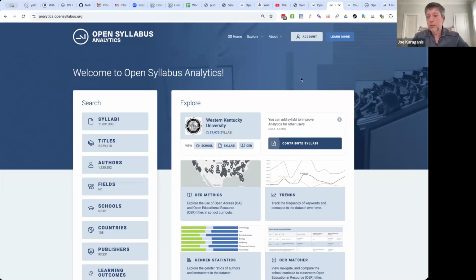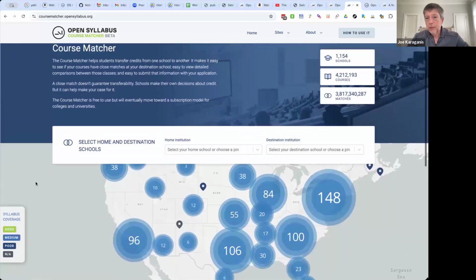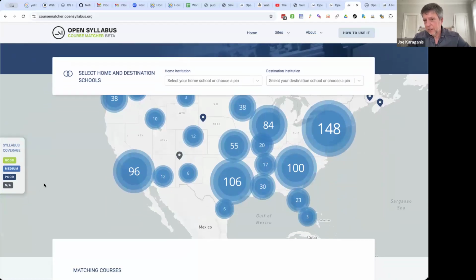And so we began to bootstrap these methods to working with course catalog data, which of course is much more readily available and generally public under state law. And so we began to build a parallel data set based on course catalogs. That is now online in the form of the Course Matcher, which at the moment covers 1,154 schools in the US and Canada, and has at least single-year catalog coverage at every one of those schools, in some cases more years.